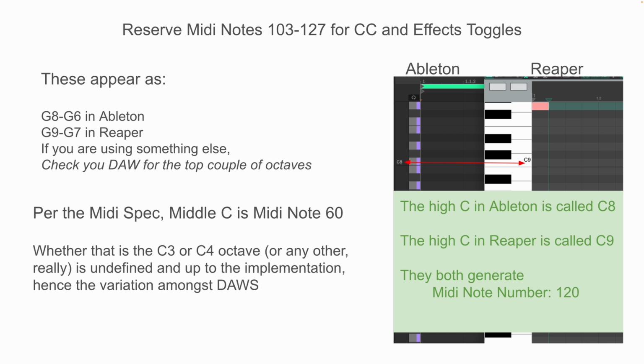In the MIDI specs, middle C is note 60, but they don't specify octaves, and so it's up to your host to specify how they want to use that. So that's just what it is. But just know it's the top two octaves that we use, and I'm going to be using the nomenclature of G6 through G8 because I'm going to do the demo here in Ableton, so you can just modify for whatever you are using.